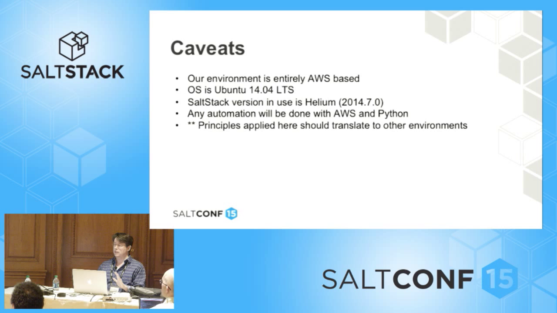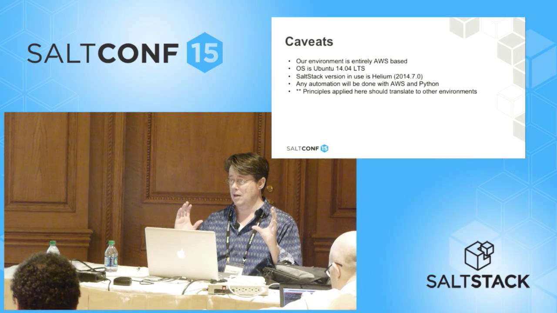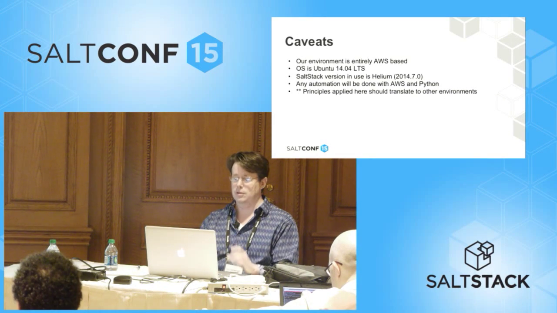Here are the caveats. We're totally an Amazon shop, so this talk is highly Amazon-based. We're a small company, so we're not supporting a bunch of OSs. We've got Ubuntu, and the SaltStack version we're using is 2014.7. Anything that we're doing automation-wise is going to be AWS, Python, SaltStack. And that's it. That's really our problem domain.